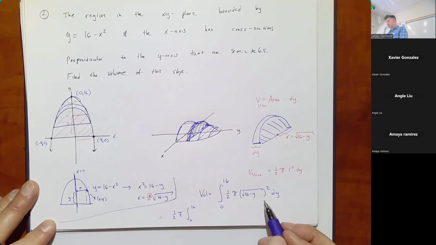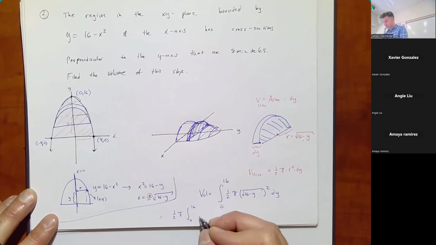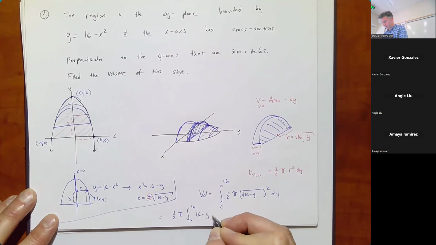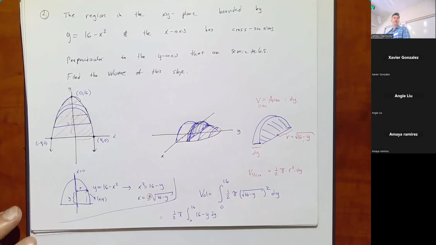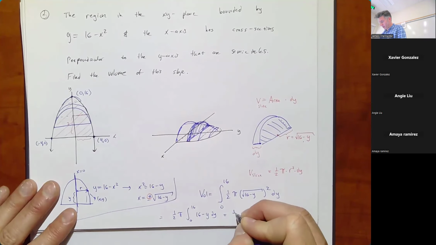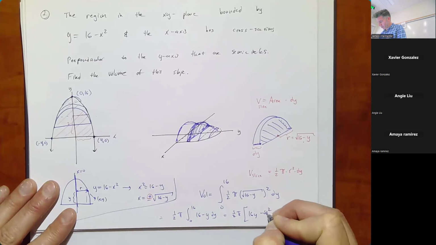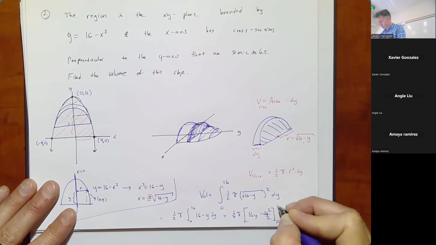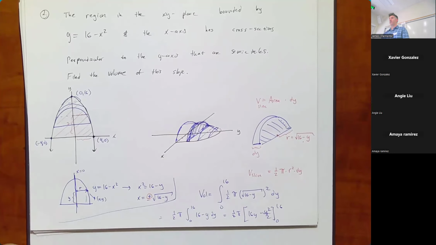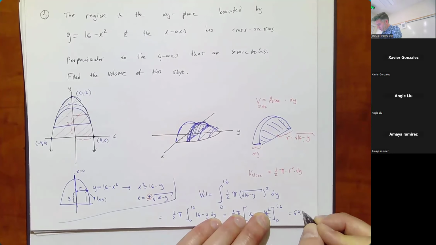And we lucked out here. The square root of 16 minus y squared is just 16 minus y. And the rest of this is not too terrible. It's going to be 1/2 pi times 16y minus y squared over 2, evaluated from 0 to 16, which will be, I don't know, something, 64 pi, I think. You should check on your own.